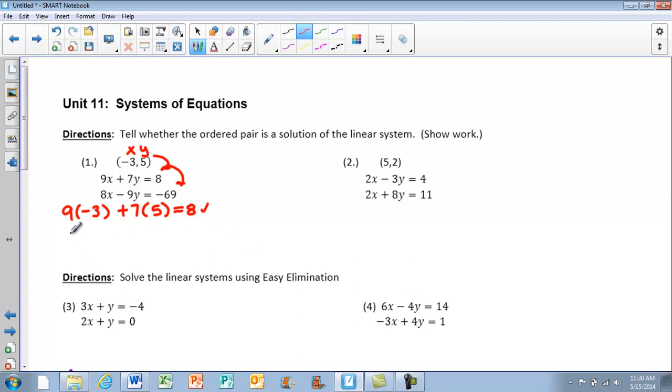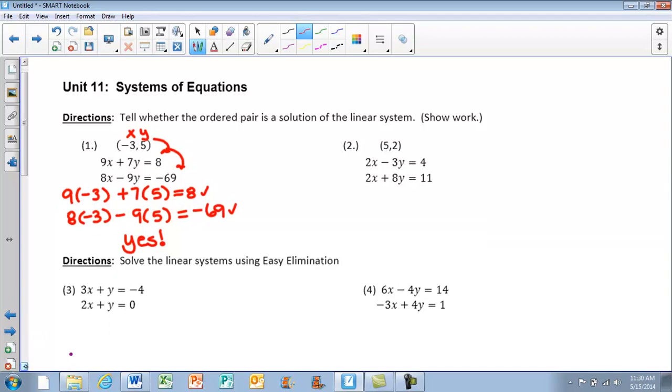In my second equation, I have 8 times negative 3 plus, oh, sorry, that should be minus 9 times 5 equals a negative 69. So I have negative 24 minus 45, which gives me negative 69. So yes, this is a solution. It does work in both equations.